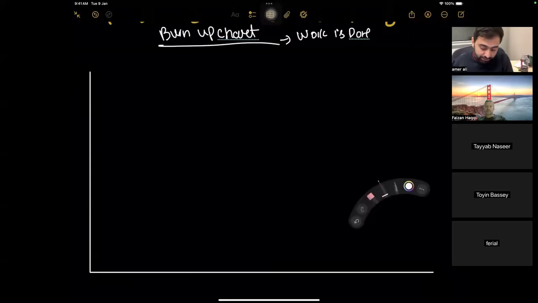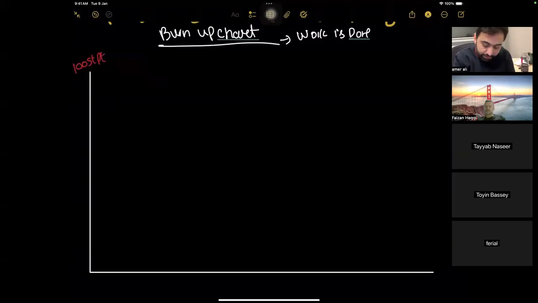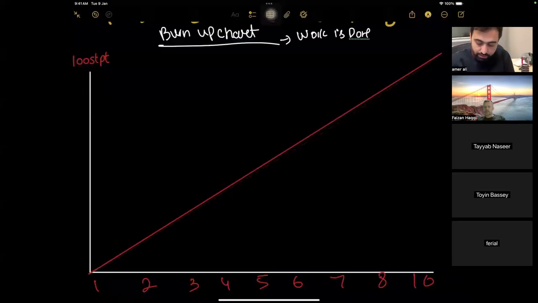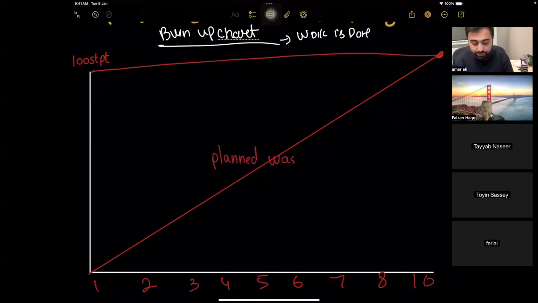So just like the previous chart that we used, this is 100 story points. We need to do 1, 2, 3, 4, 5, 6, 7, 8, 10. So let's say this is planned work, like you will be able to complete the entire work by that date. Whatever date works for you, I'm okay with that. So now let's plot actual.